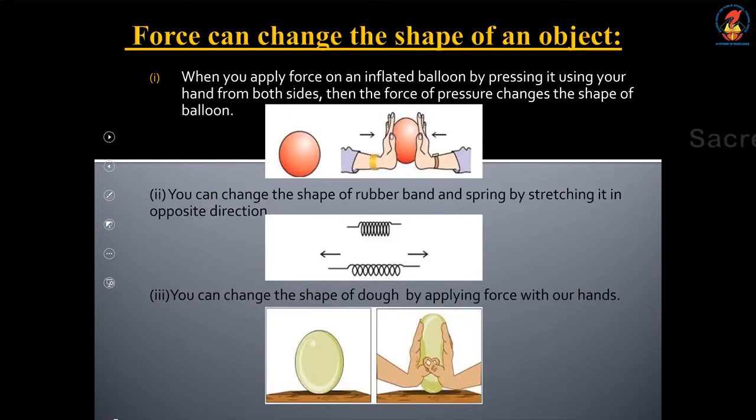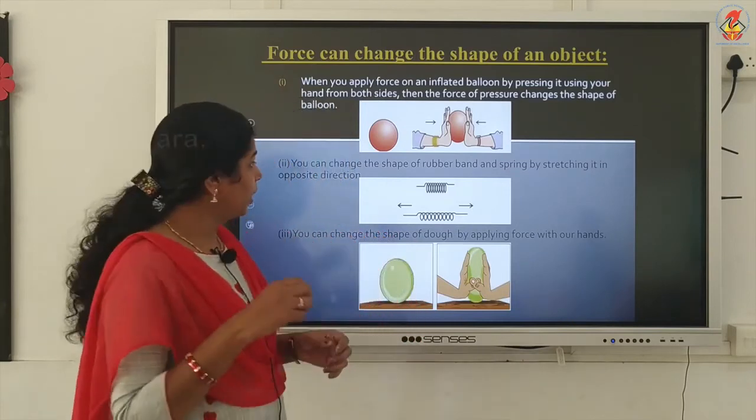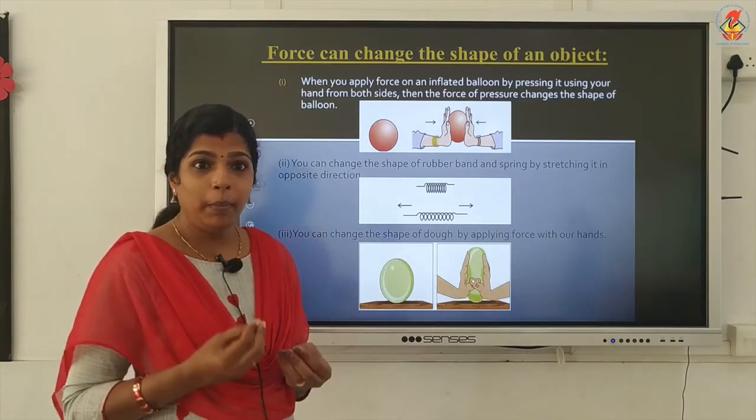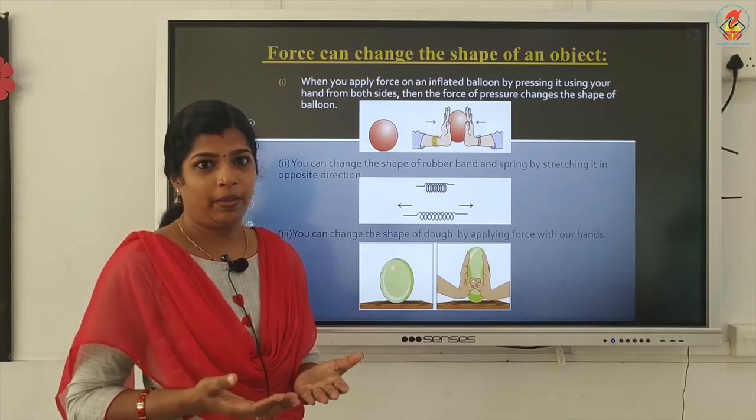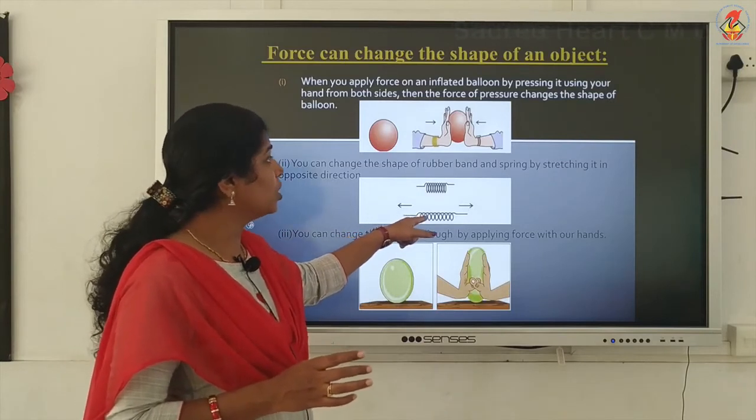A force can change the shape of an object. Here, an inflated balloon is there. When you press the balloon with your two hands, the shape of the balloon will change. So, you are applying force with the help of your hands and the shape of that balloon will change. While making chapati, the dough will be there and you can make it in different shapes by applying force.